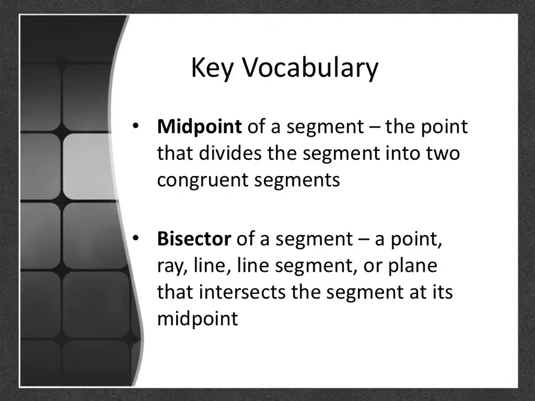Key vocabulary. Midpoint of a segment is the point that divides the segment into two congruent segments. And a bisector of a segment is a point, ray, line segment, or plane that intersects the segment at its midpoint.